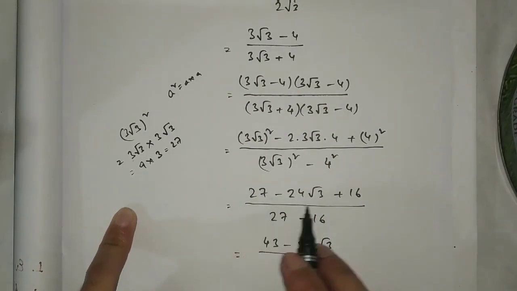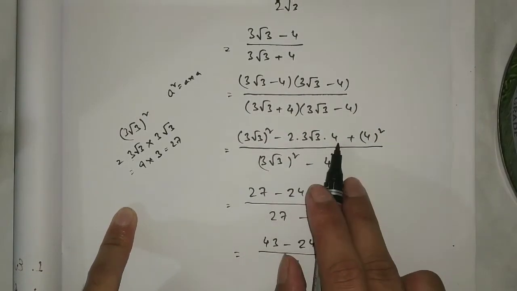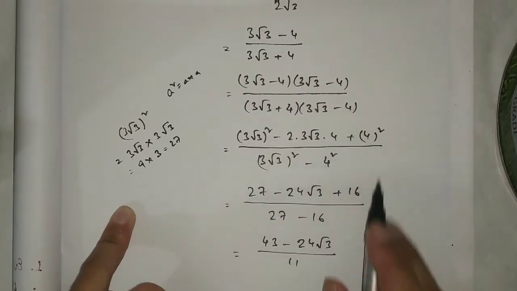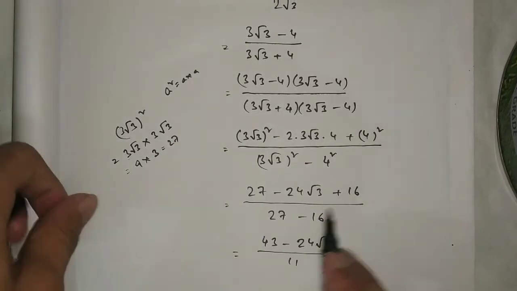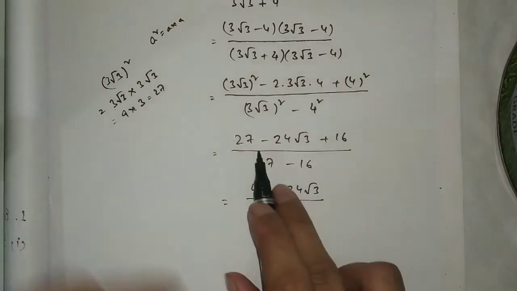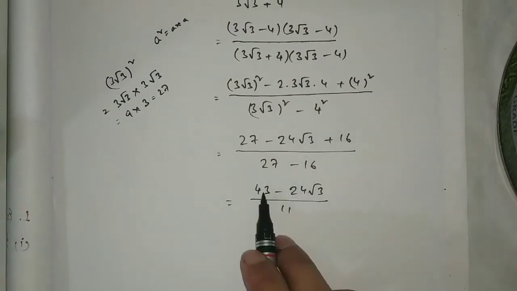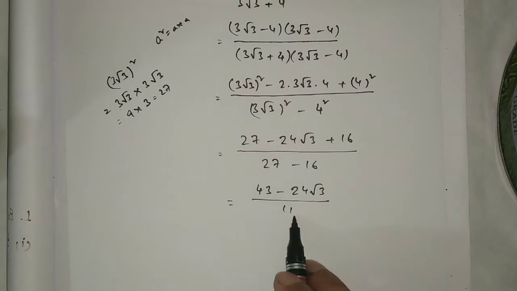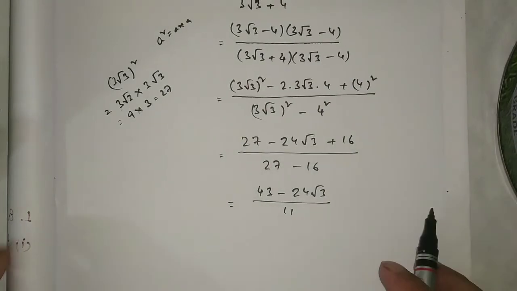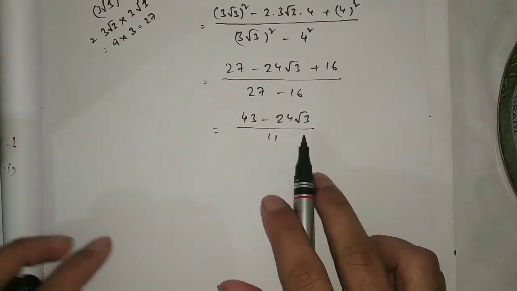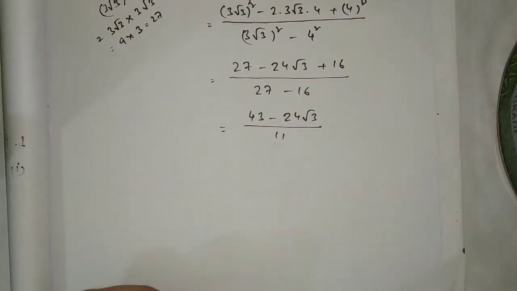So we put this here, 27 minus 2 into 3, 6, 6 into 4, 24, 24 root 3, and plus 4 square which is 16, and in the denominator we see it is 27 minus 16. So 27 plus 16 comes out to be 43, and we keep this the same, and the denominator comes out to be 11. So we find the value of this to be (43 minus 24 root 3) divided by 11.